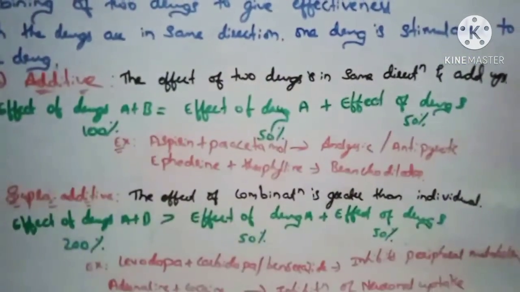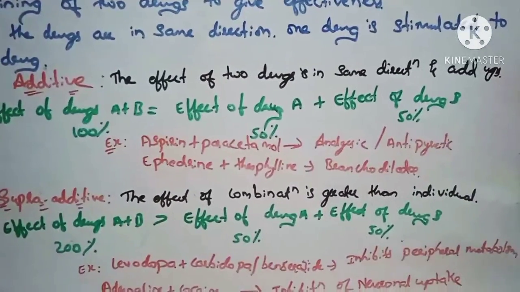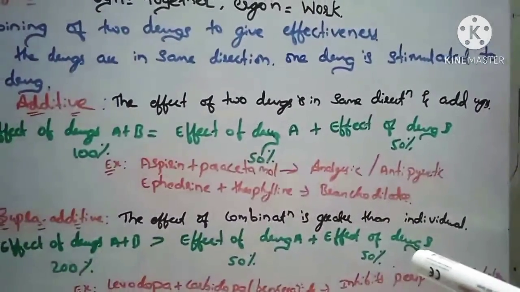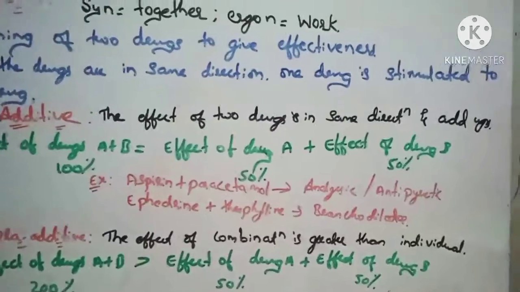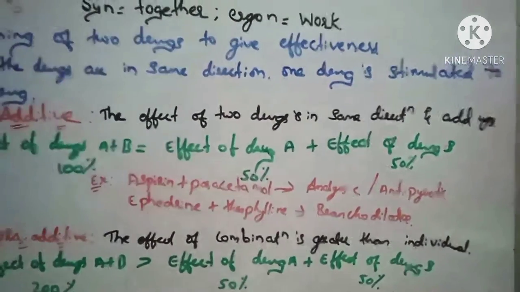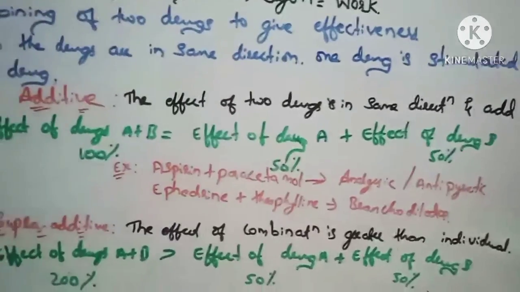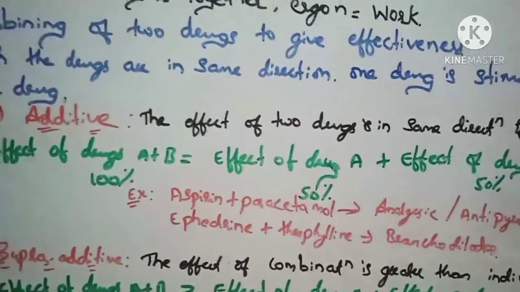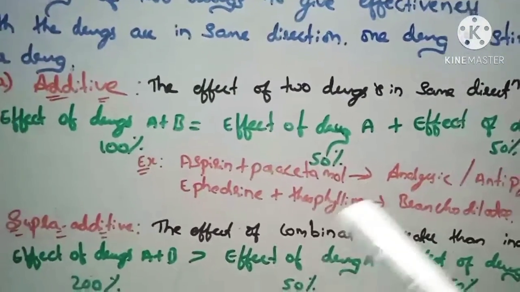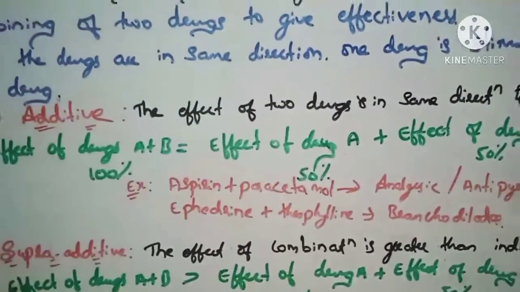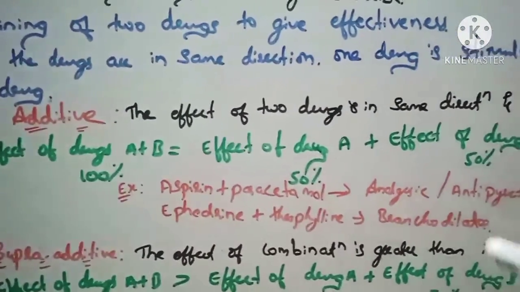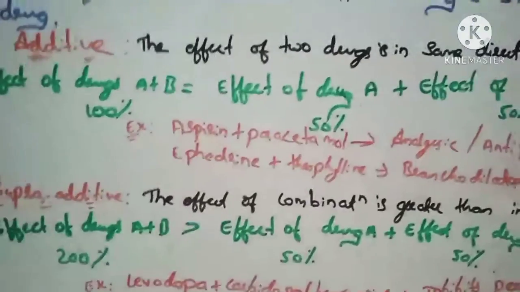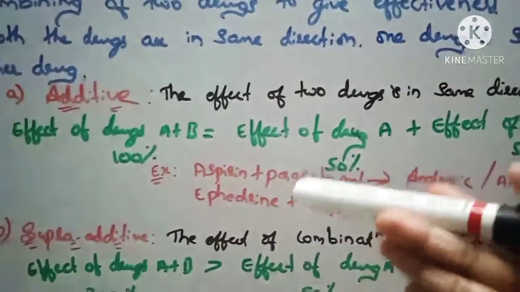to the patient's body. Next, aspirin plus paracetamol, which have analgesic and antipyretic properties in combination, and ephedrine plus theophylline. Ephedrine is one drug and theophylline is another drug. Both act as bronchodilators, used in asthma. They dilate the respiratory system. This is a drug combination.